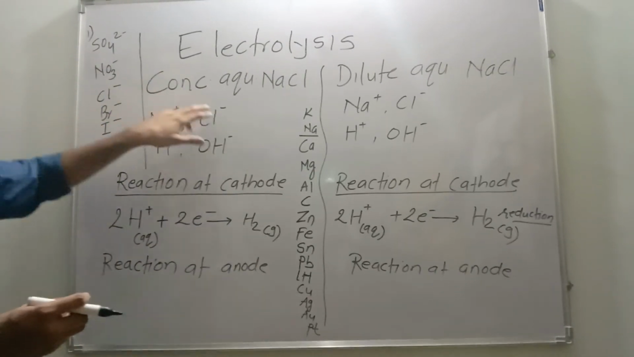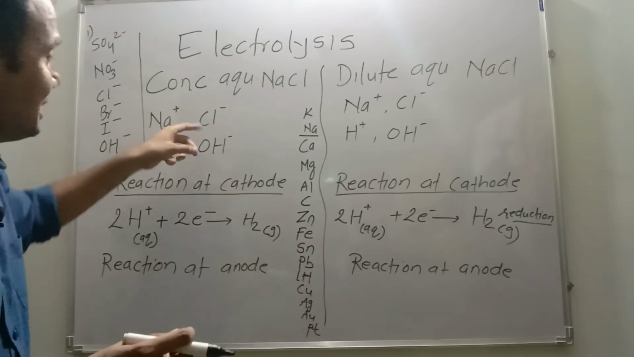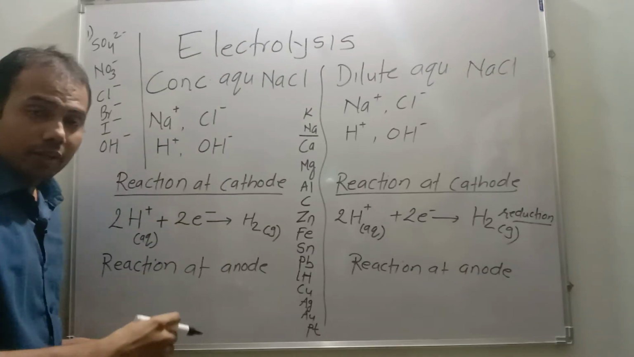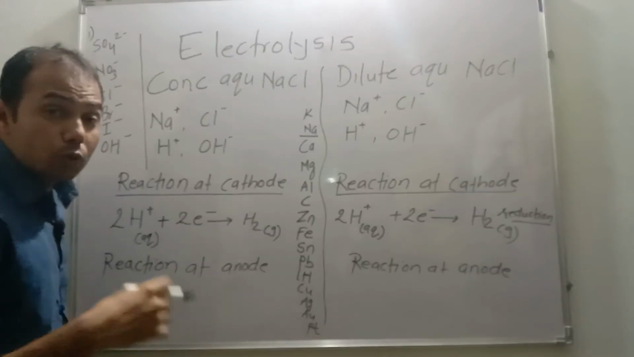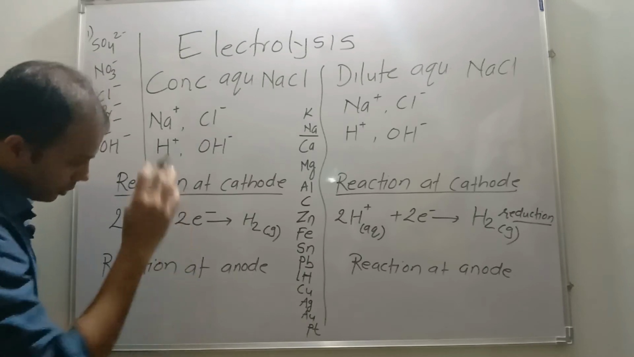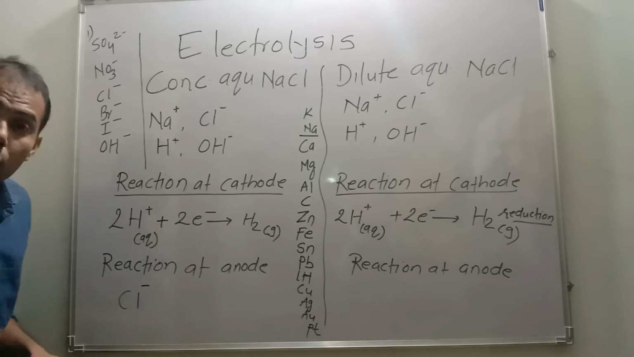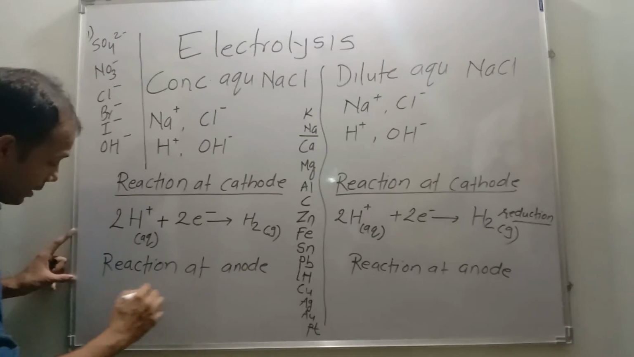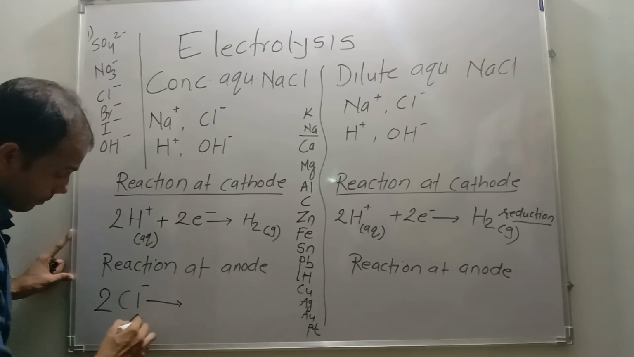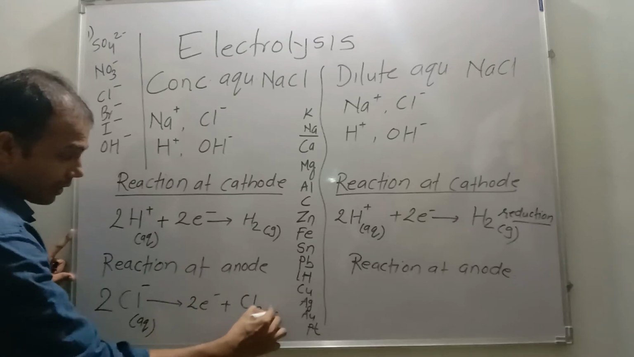So if it is a more concentrated anion, see, it is concentrated aqueous NaCl, so Cl- is concentrated. So despite OH- should discharge first, Cl- is going to discharge because this is a concentrated solution. So that's the reason why Cl- is losing electrons. So I'm going to write down 2Cl- losing 2 electrons and forming chlorine gas.